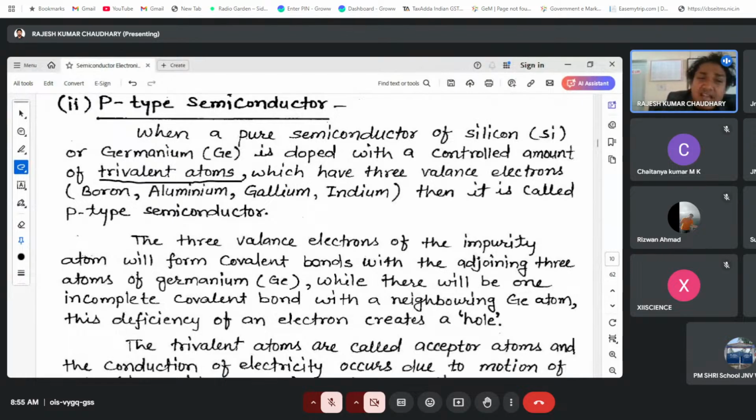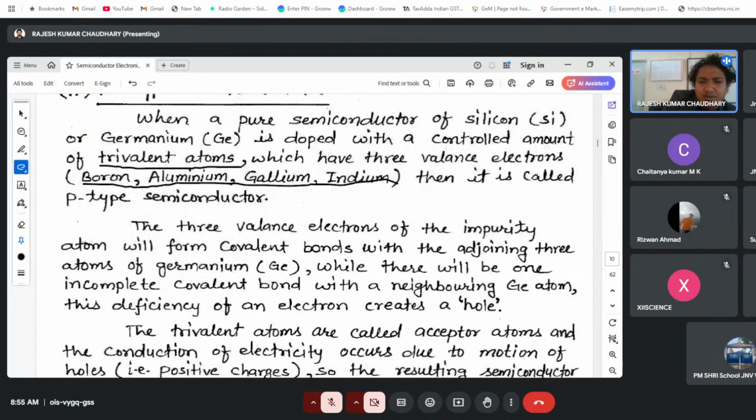Examples of those trivalent atoms, please write down, because sometimes they can ask you. I have seen many times in question number 29 and question number 30, most of the time they have asked questions from semiconductor devices. In that MCQ, they can ask which among the following is a trivalent impurity atom. So the trivalent impurity atoms are boron, aluminum, gallium and indium.